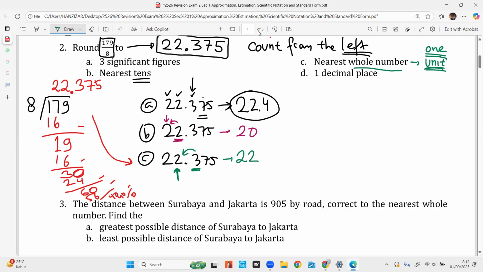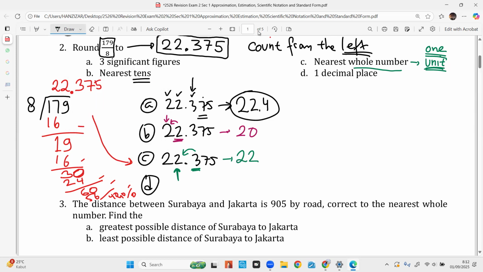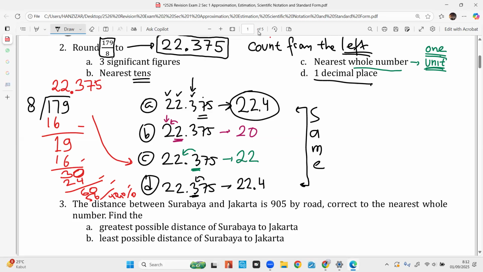Okay, now last but not least, D. 22.375 to 1 decimal place. Oh, here. Right? So it's the same as question A. See, no problem at all. So it is totally the same. So the 7 keeps the number up. So 22.4. Okay.